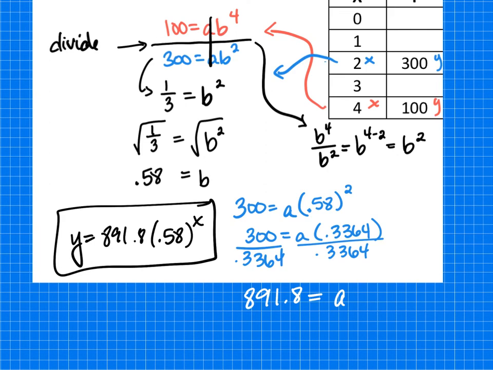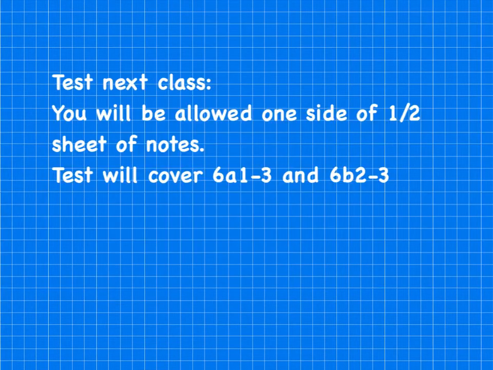All right, so that is it. You're going to have a test next class, and that will be covering 6A 1 through 3. That's the inverses, graphically, algebraically, and verifying, and then 6B 2 and 3, which is the rebasing, which we talked about in the warm-up, and then what we just went over now.